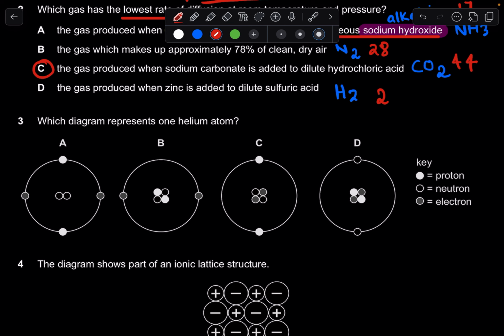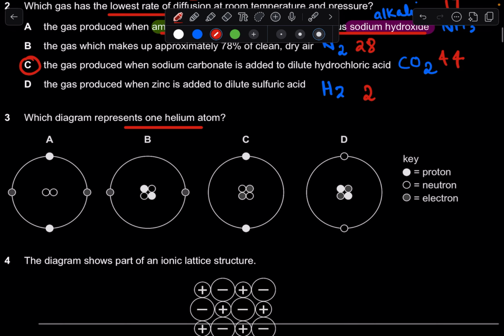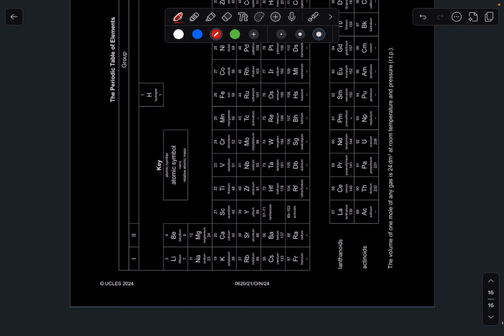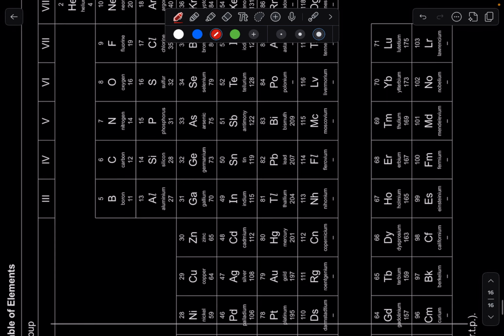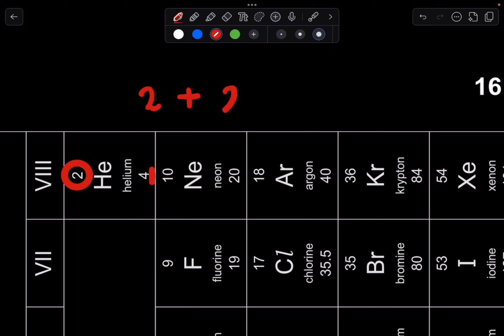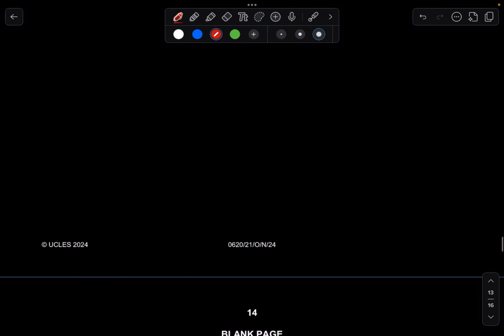Which diagram represents one helium atom? Okay, one helium atom, which diagram represents it? Let's look at the periodic table, then you're going to have a better idea. I believe that in questions like these, you should always have the periodic table with you. This is helium. It has 2 protons and a nucleon number of 4. It means that it has 2 protons and 2 neutrons, and then you get an answer of 4. So how many protons does it have? 2, and neutrons as well, 2.